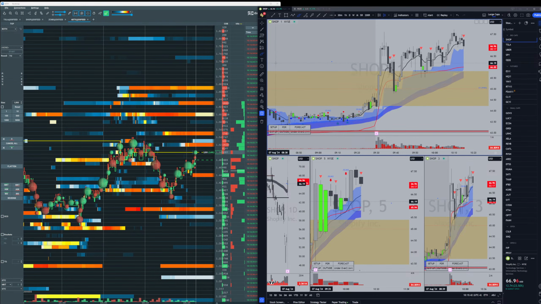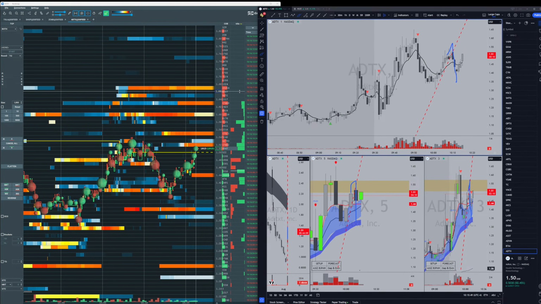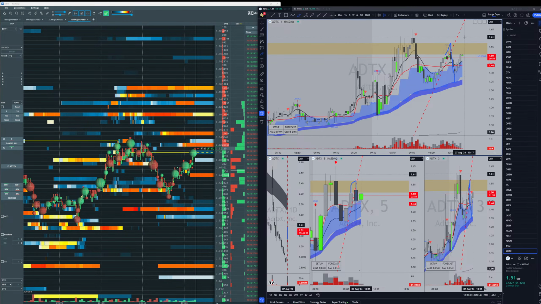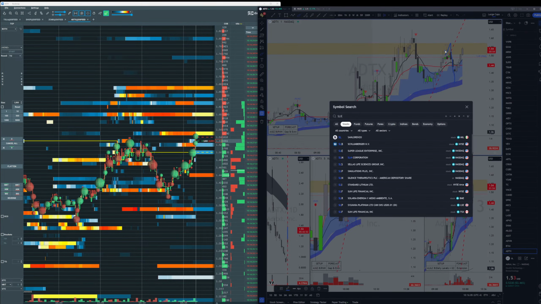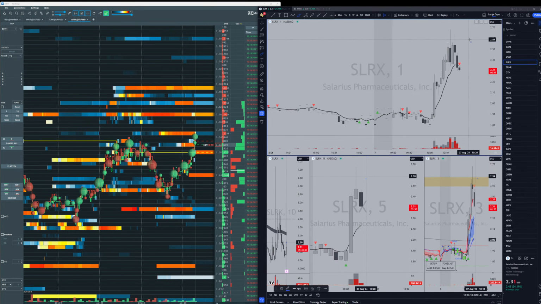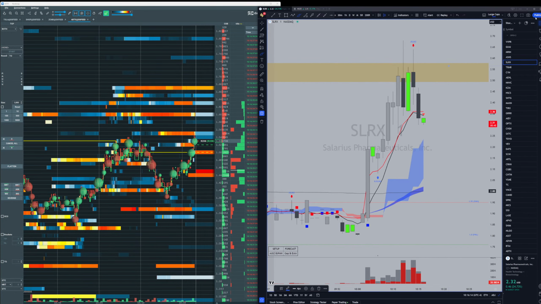ADTX is setting up again, ready to go. We're getting to that 155, 160. Come on. We get there, we stuff, we have a J-Slim, boom, we slam it short. Let's see SLRX. Also another J-Slim, love it. Look, the system over here. Love it.